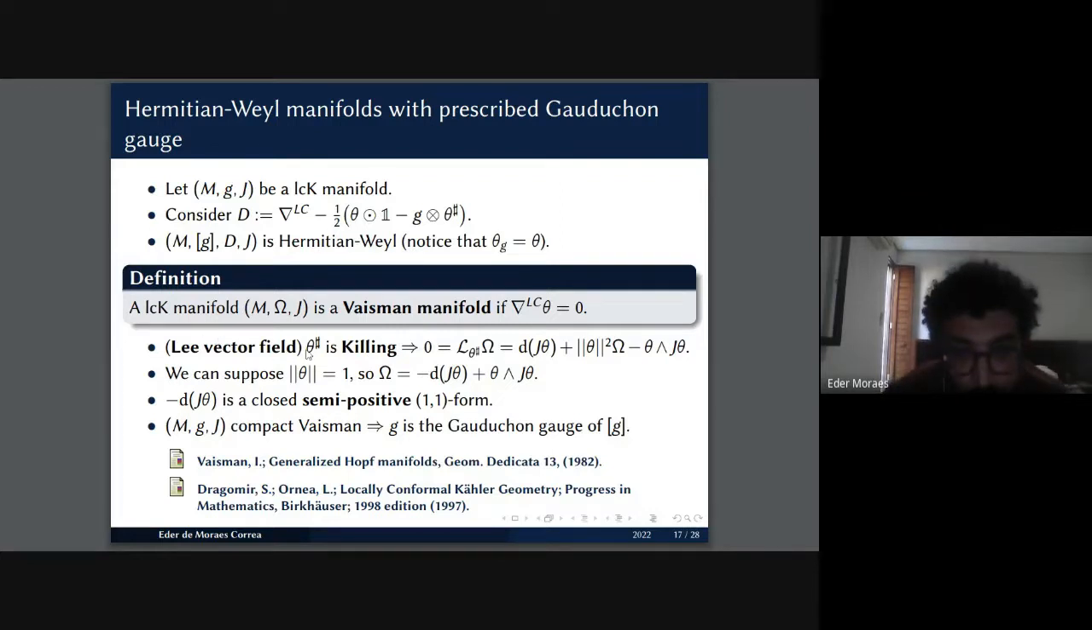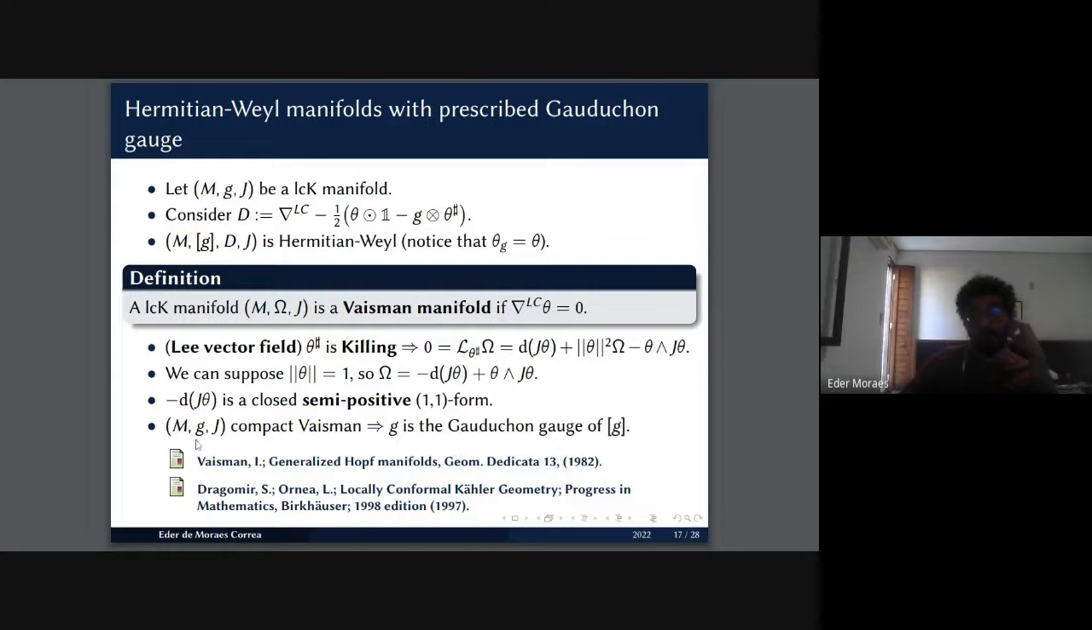If you have a Weismann manifold, the leaf vector field associated to the leaf form is a Killing vector field. So we have this equation, and from this, if we suppose that the leaf form has length 1, we can write the fundamental two-form this way, in terms of the almost complex structure and the leaf form. We have this description in the particular case of Weismann manifolds. In particular, this term in this description is a semi-positive (1,1)-form.